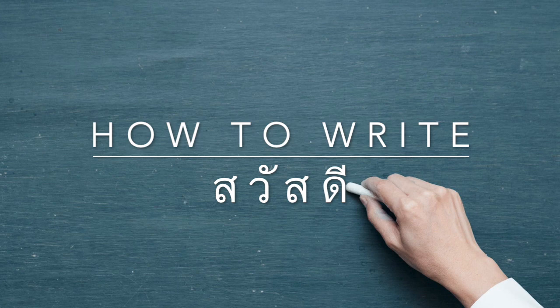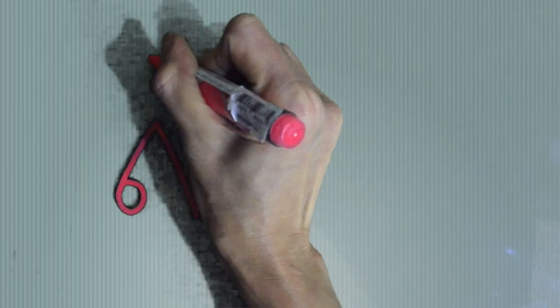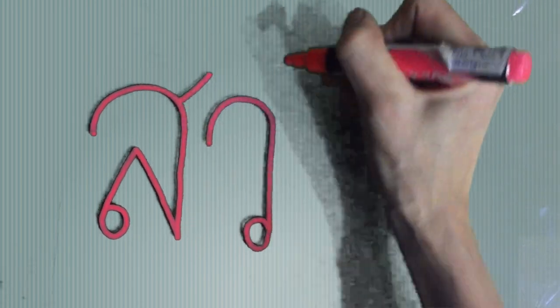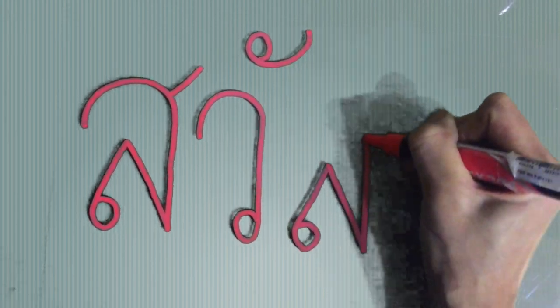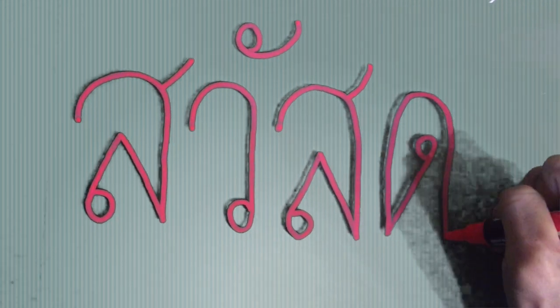Next, I will slowly show you how to write สวัสดี. สอเสือ, วอแหวน, ไม้หันอากาศ, สอเสือ, ดอเด็ก, สระอี.